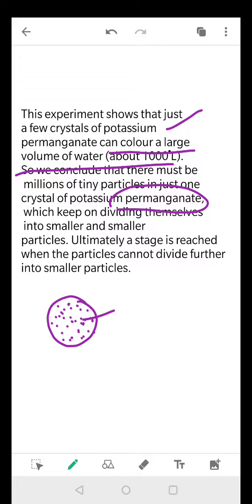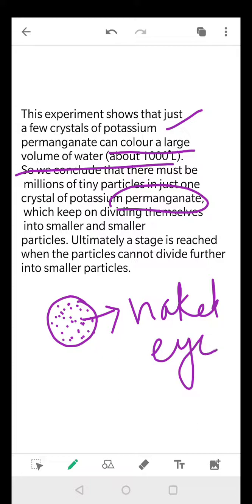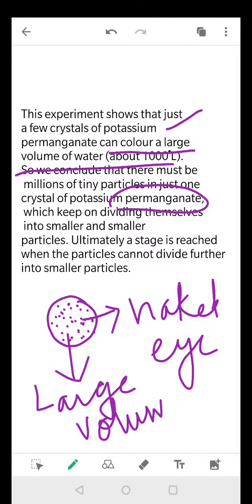And these particles are so small that we cannot see them with our naked eyes. They are not visible to us. But when you put them in water, they can color a large volume of water. Very true. So every substance is made up of very, very tiny particles, like the potassium permanganate. I hope you understood the activity.